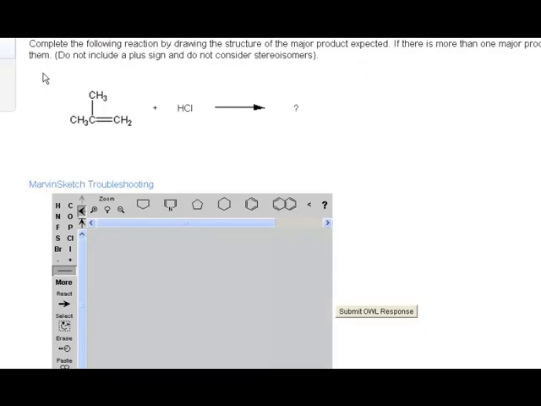Read the question, pause the video, and try to draw the product predicted based on what I discussed earlier. Examine the structure. You would have predicted that the chlorine would get attached to this carbon because it has fewer number of hydrogens. In fact, it has no hydrogen attached to it. And the hydrogen of the HCl would go on to this carbon. So the product structure would look something like this.